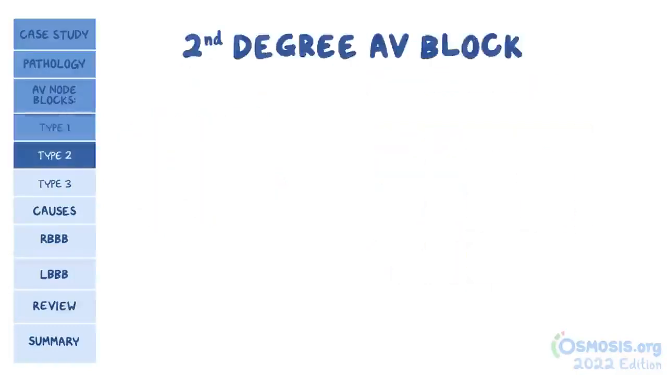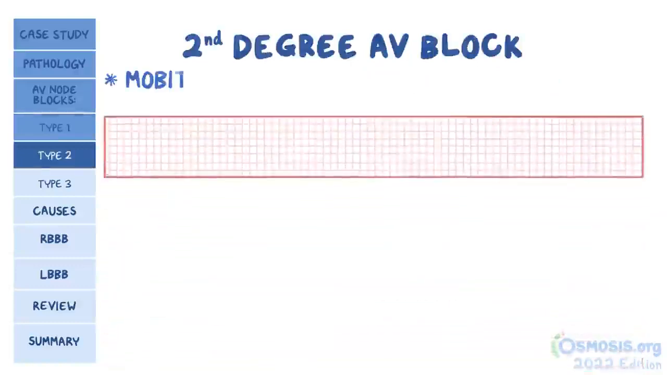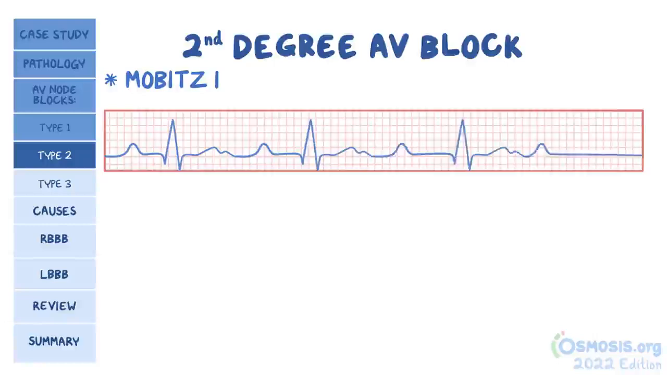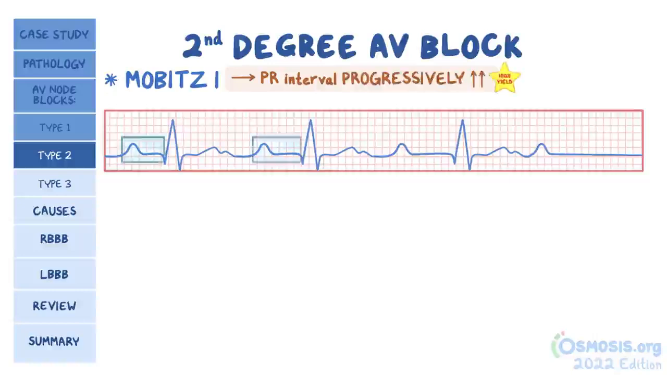Second-degree AV block has 2 subtypes, Mobitz 1 and Mobitz 2. In Mobitz 1, each atrial impulse encounters a longer and longer delay until one of them doesn't make it through to the ventricles. The high-yield concept here is that on the ECG, this is reflected as the PR interval getting progressively longer and longer until all of a sudden the heart drops a beat.